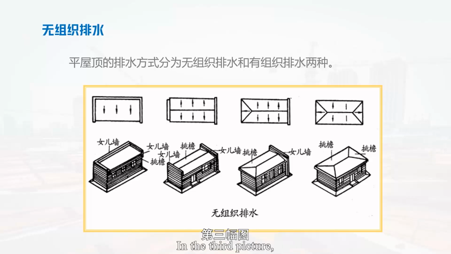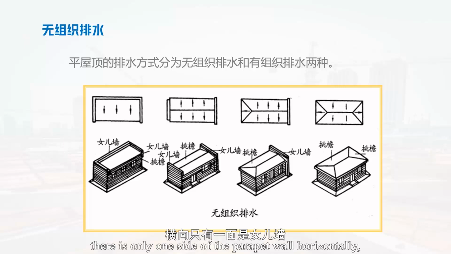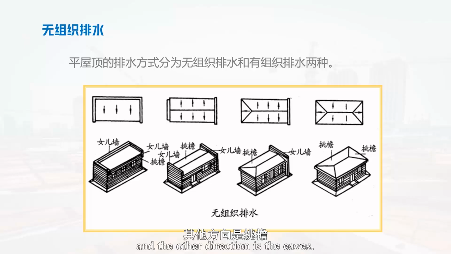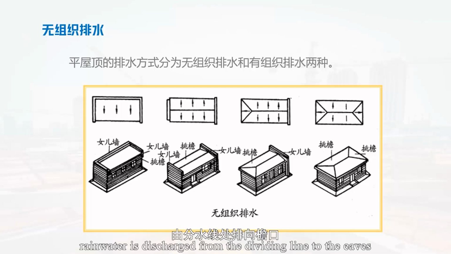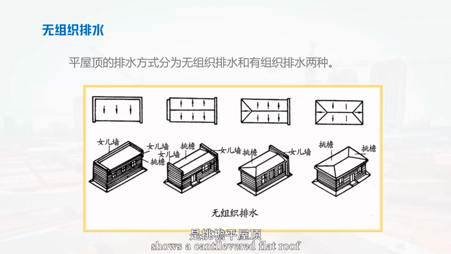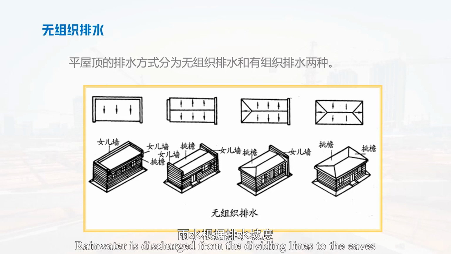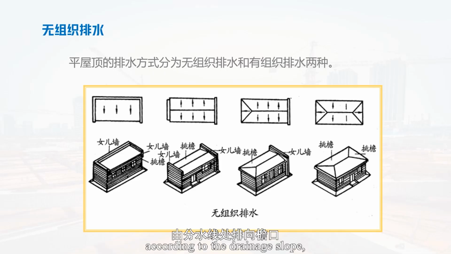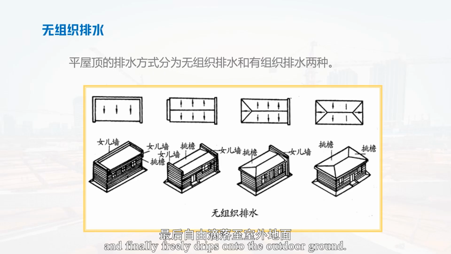In the third picture, there is only one side of the parapet wall horizontally, and the other direction is the eaves. We can see three drainage slopes and three dividing lines. According to the drainage slope, rainwater is discharged from the dividing line to the eaves, and finally freely drips onto the outdoor ground. The fourth picture shows a cantilevered flat roof, with eaves on all sides, four drainage slopes, and five dividing lines. Rainwater is discharged from the dividing lines to the eaves, according to the drainage slope, and finally freely drips onto the outdoor ground.